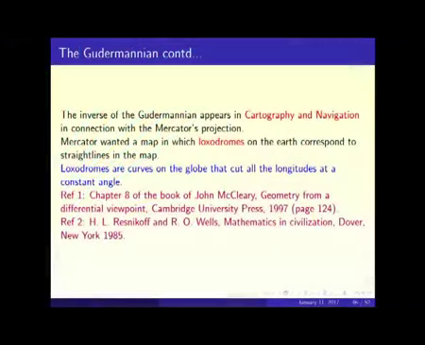I'll give you two references for this. One of them, already cited before, is chapter 8 of John McCleary's book, Geometry from a Differential Viewpoint. I mentioned this book earlier. The second book is H.L. Resnikoff and R.O. Wells, Mathematics and Civilization. It is a very interesting book. It also talks about navigation, mathematics and navigation, and how calculus comes into navigational problems.